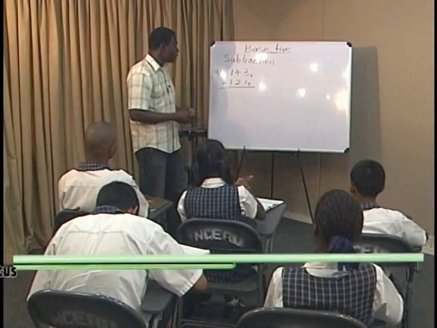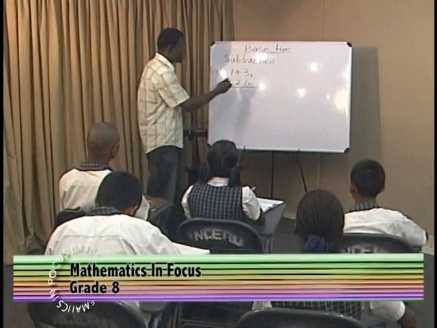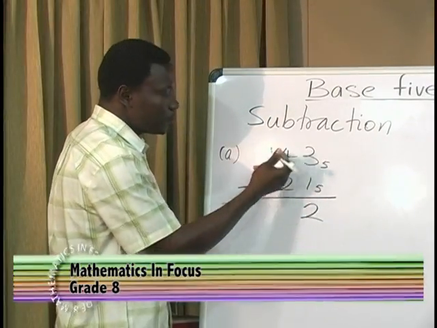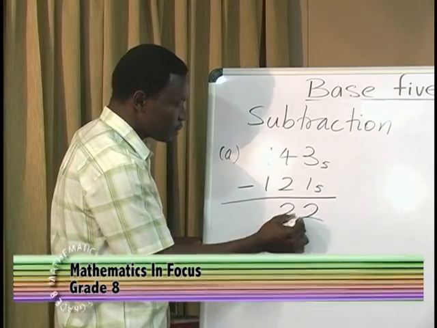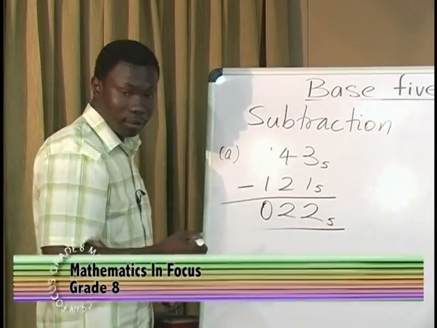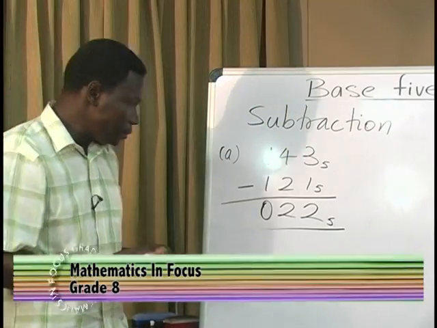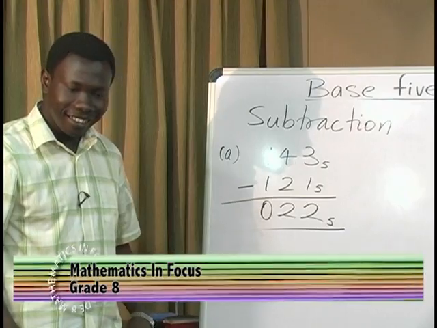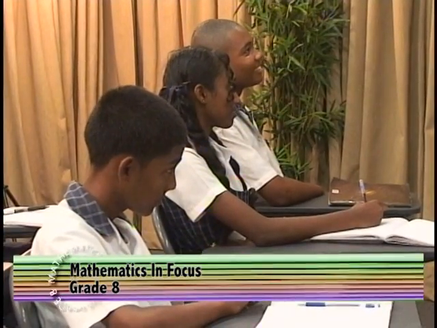So let us subtract here and see what we get. So 1 from 3 will give us 2. 2 from 4 will give us 2. And 1 from 1 will give us 0. So it's 2, 2, not 22. 2, 2, base 5. Good, correct. That was fast. I wonder if you'll be able to keep up the pace.